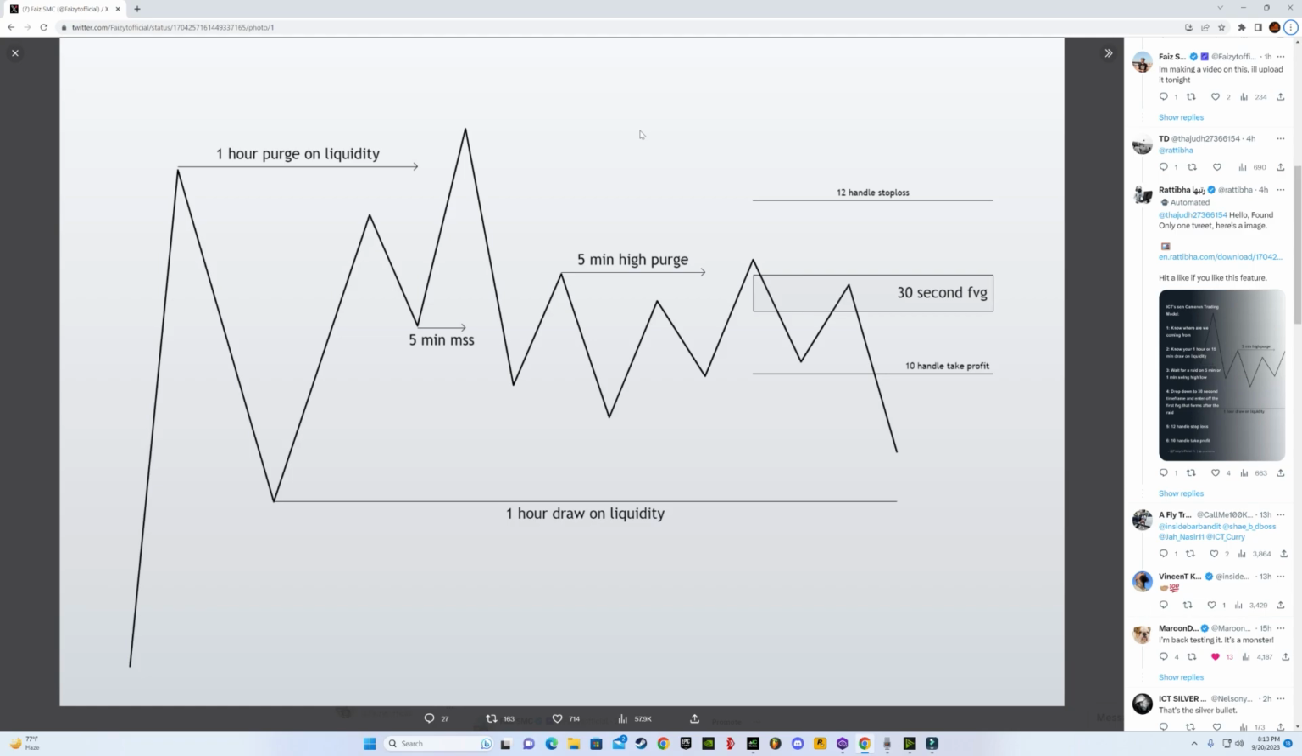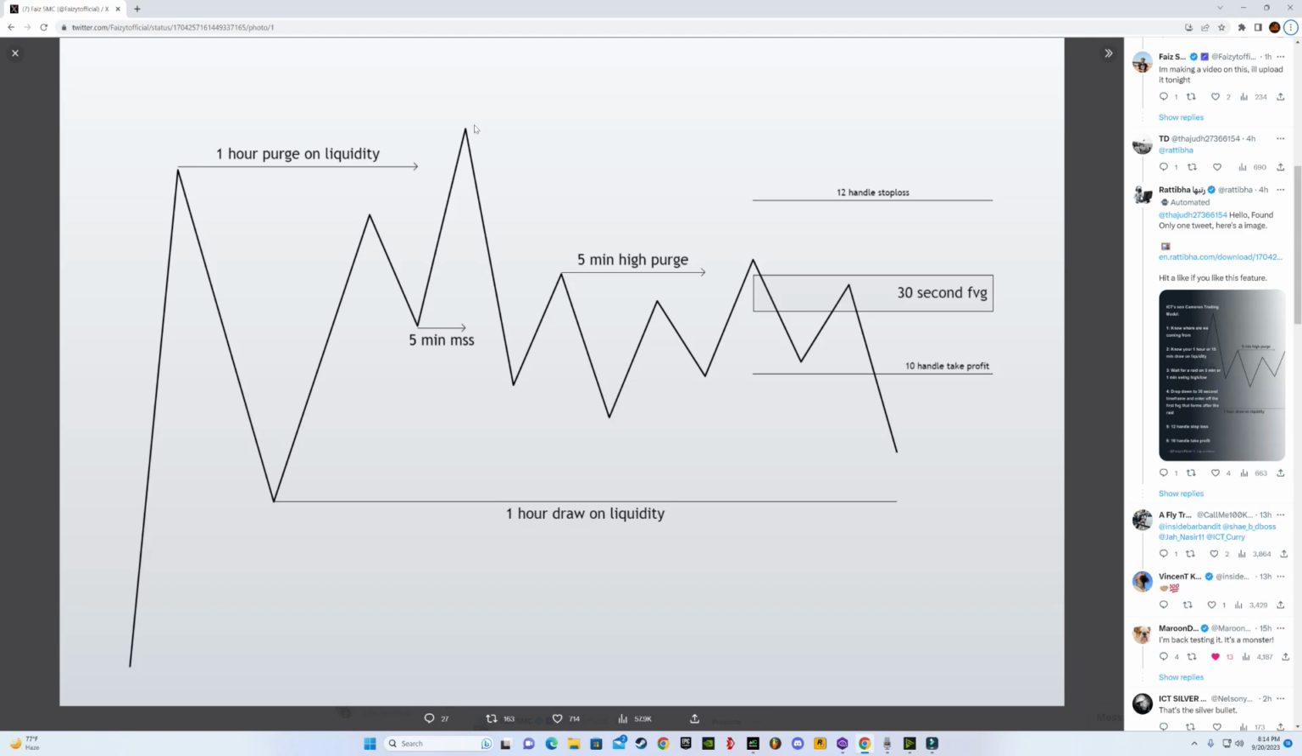Go and watch that and then come back to this video so you have a better understanding of external and internal liquidity. So let's assume that this was 1 hour external liquidity. Price takes out 1 hour external liquidity. Now to confirm our bias, intraday bias, right? We have to look for a 5-minute market structure shift.